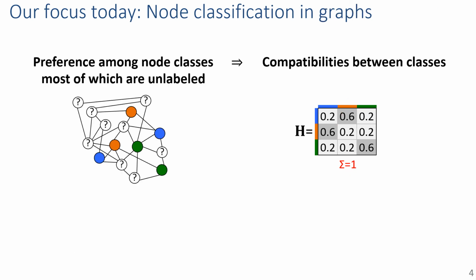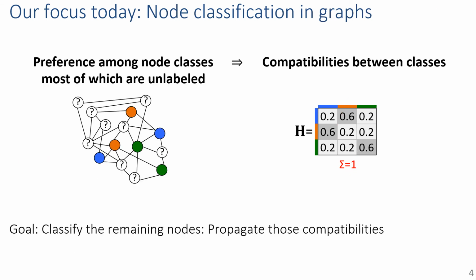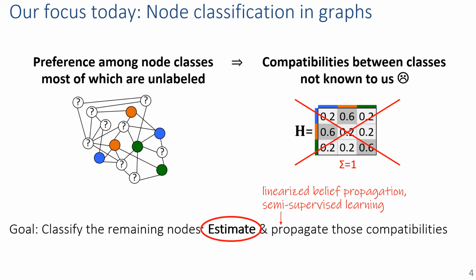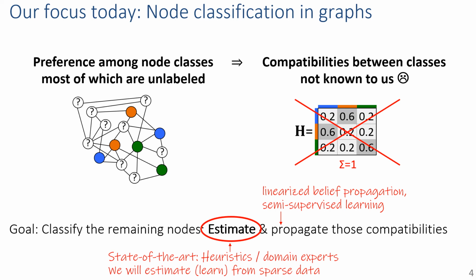In real life, we may have only a few labeled nodes, and we like to infer the classes of unlabeled nodes, for which we can use existing label propagation algorithms like linearized probability propagation. Now, what happens if we don't know the parameters? That's the problem we're addressing with this paper, namely, how do we learn or estimate those parameters? The state-of-the-art asks domain experts, so uses heuristics. We instead will estimate them from the few labels we have.